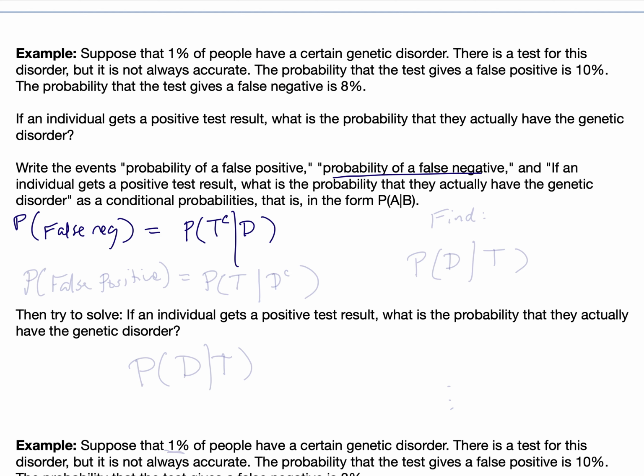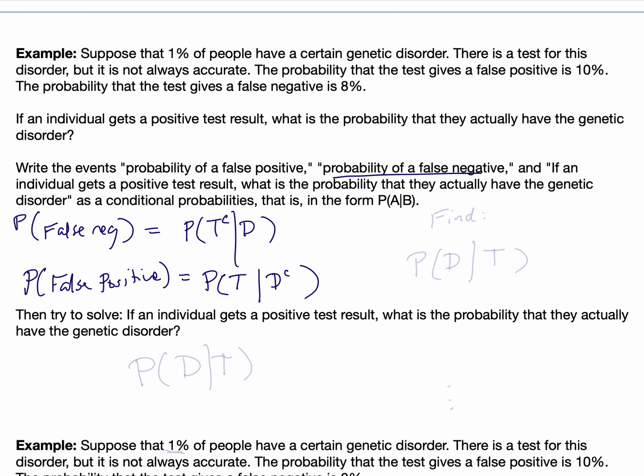The probability of a false negative is equivalent to the probability that the subject has a negative test result, given the truth that the person does actually have the genetic disorder, whereas the probability of a false positive is equivalent to the probability that, for a false positive, the person had a positive test result but does not, in truth, have that genetic disorder. So that's the probability that they get a positive test, given that they did not truly have the disorder.